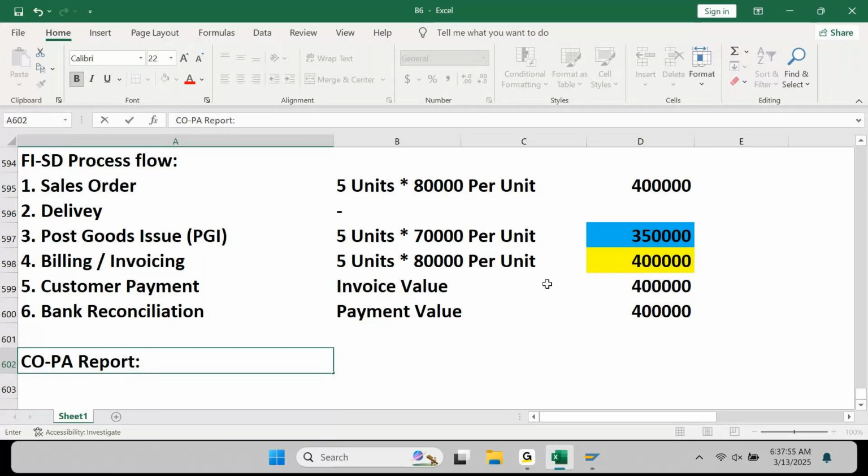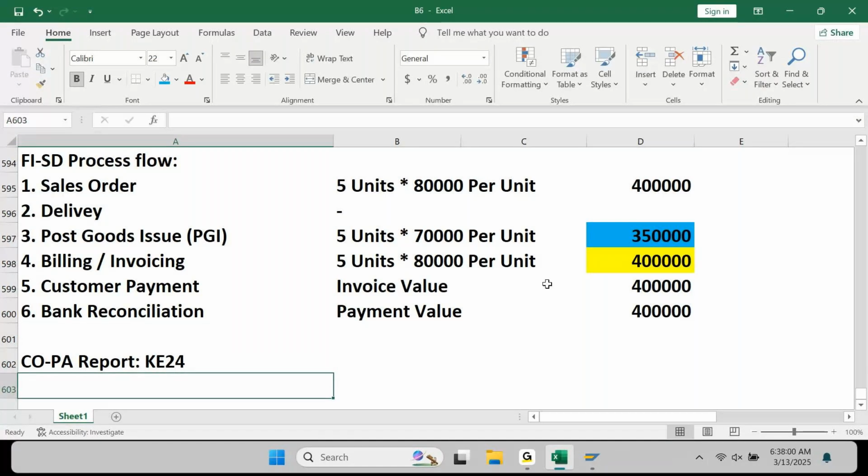KE24. KE24 is like your line item report in COPA. It will capture everything. Whatever data is coming into COPA, everything will be part of KE24.